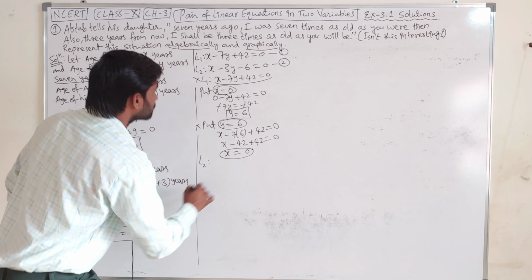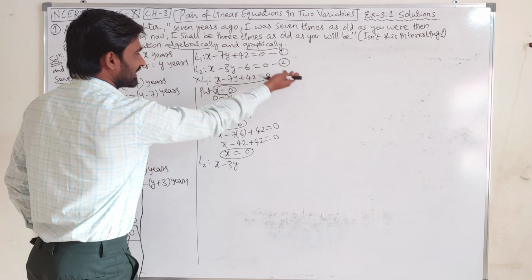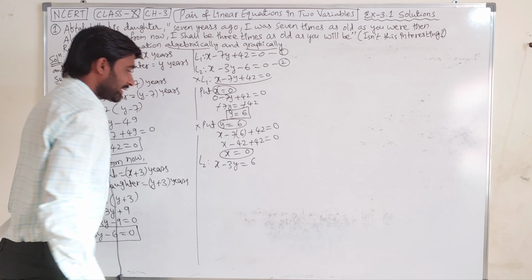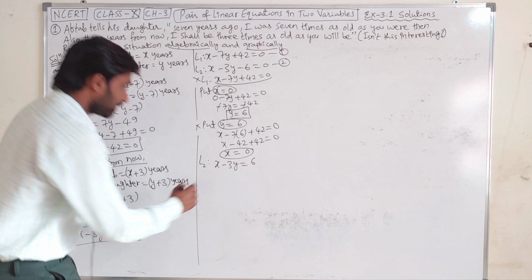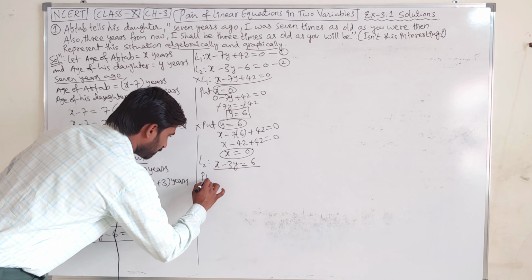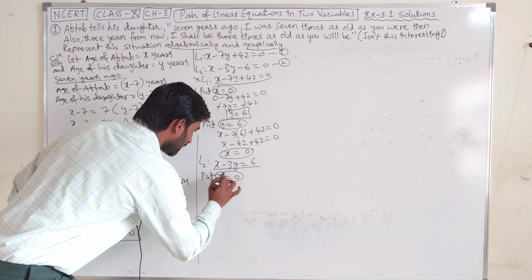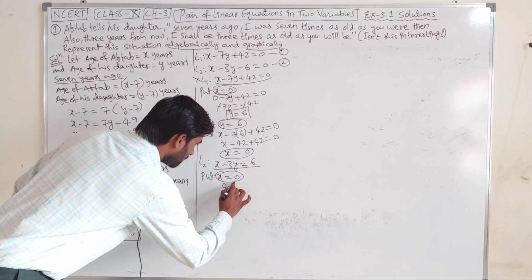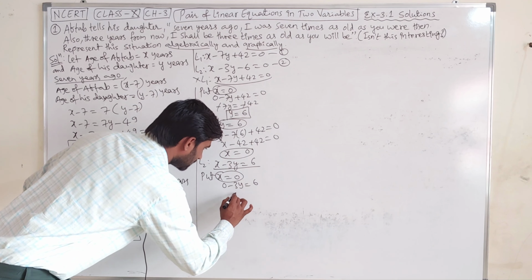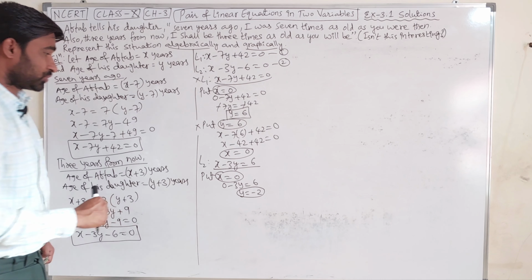Line 2, that is x minus 3y minus 6. Sending that side, so plus 6. So we can write x minus 3y will be equal to 6. So now again we need to find the two solutions. Let us put x equal to 0. So what will we get here? 0 minus 3y will be equal to 6. Then y will be equal to minus 2. This is one solution.